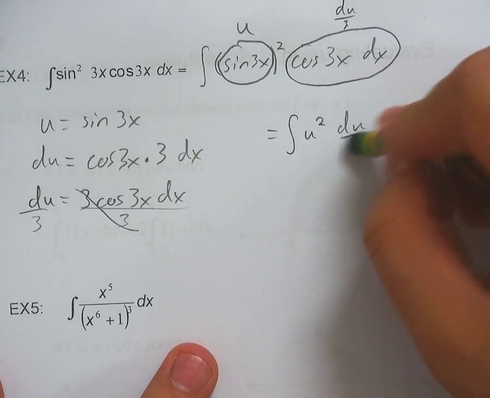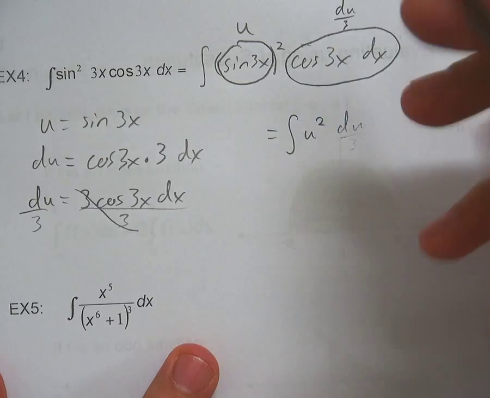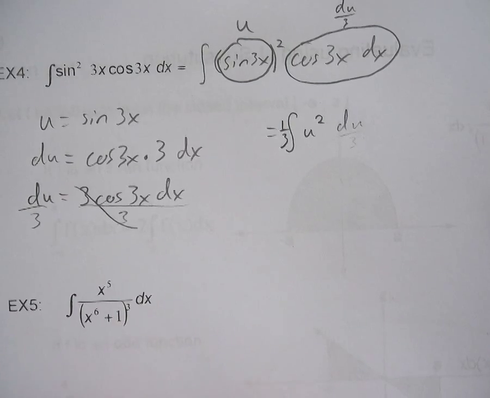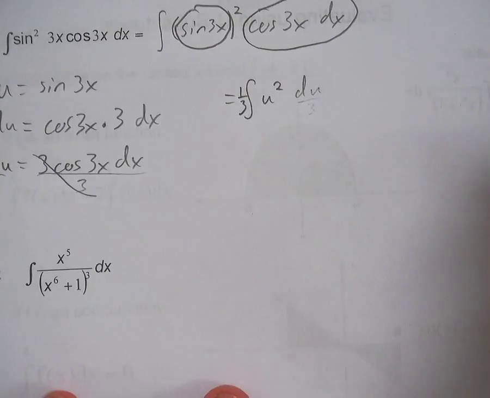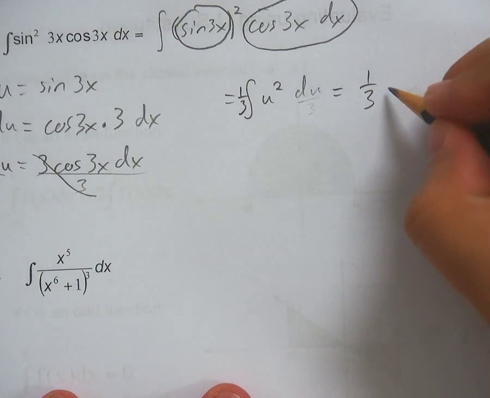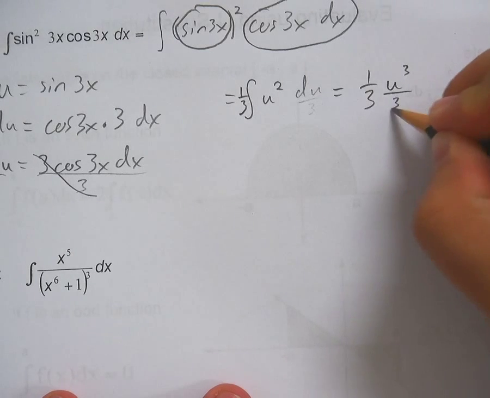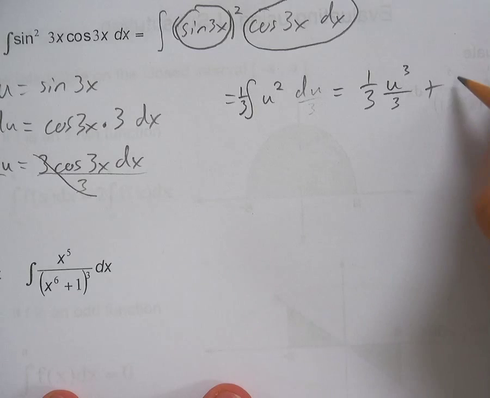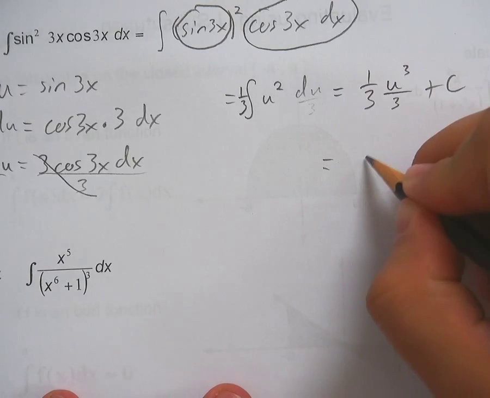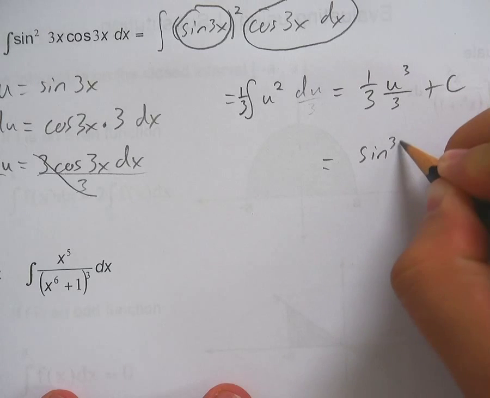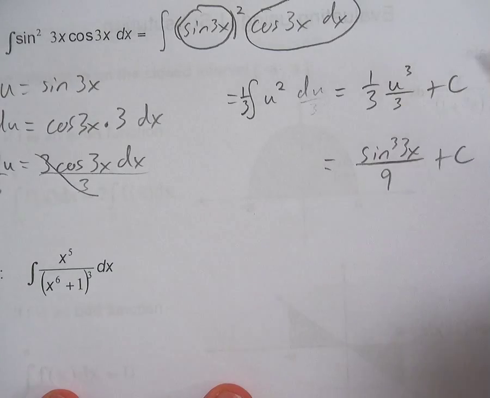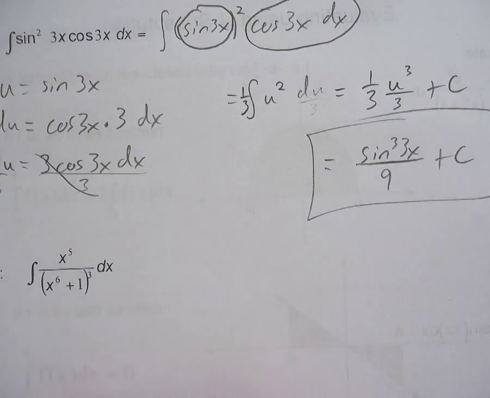So let me go ahead and get us familiar with that. 1/3 out front. So this is going to be 1/3 u to the 3 over 3 plus c, which is, let's go ahead and plug in u, sine cubed 3x over 9 plus c. 3 times 3 is 9. There we have it.